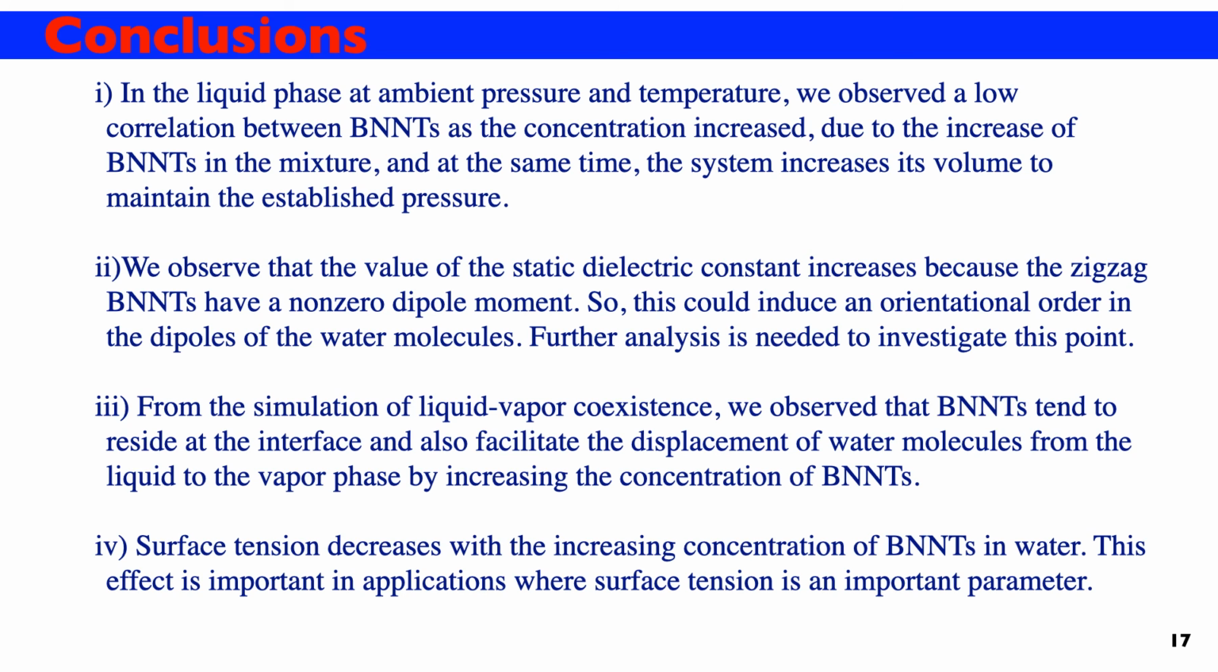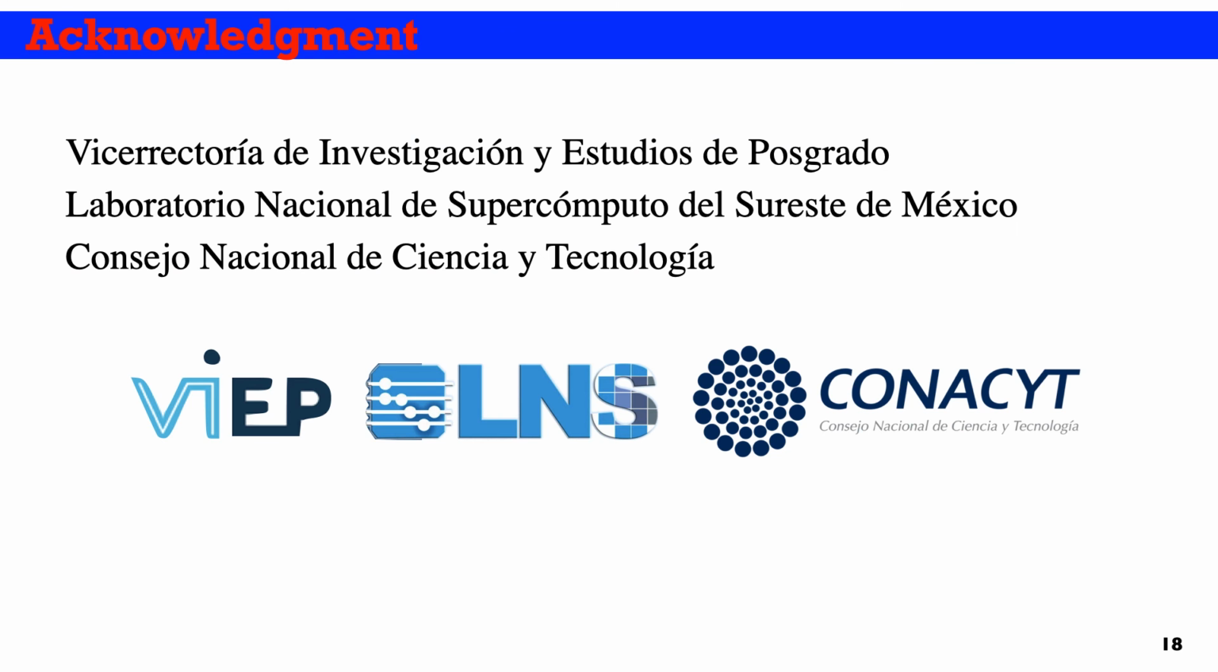Now, from the simulation of liquid-vapor coexistence, we observe that nanotubes tend to accumulate at the interface and also facilitate the displacement of water molecules from the liquid to the vapor phase by increasing the concentration of nanotubes. And the surface tension decreases with increasing concentration of nanotubes in water. This effect is important in applications where the surface tension is an important parameter.